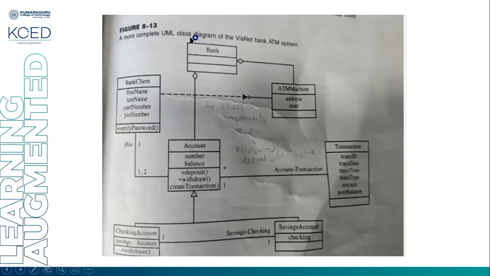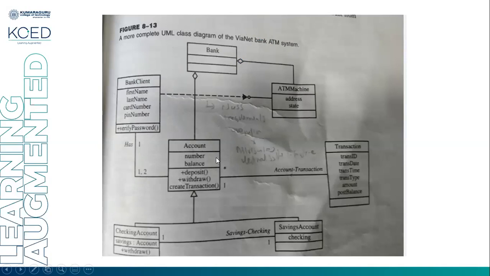The final, more complete UML class diagram for the YNet ATM bank system is given here. The classes are there. The bank client contains an account, and the ATM machine is part of the bank machine. The ATM machine has the attributes address and state. The bank client has the attributes first name, last name, card, and PIN number, and the method verify password, which is a public method of the bank client. The bank client accesses the ATM machine with the help of the interface, and one bank client should have one or two accounts.